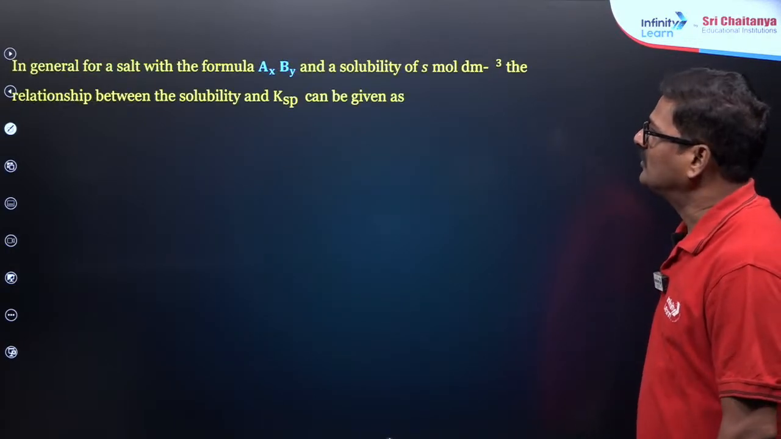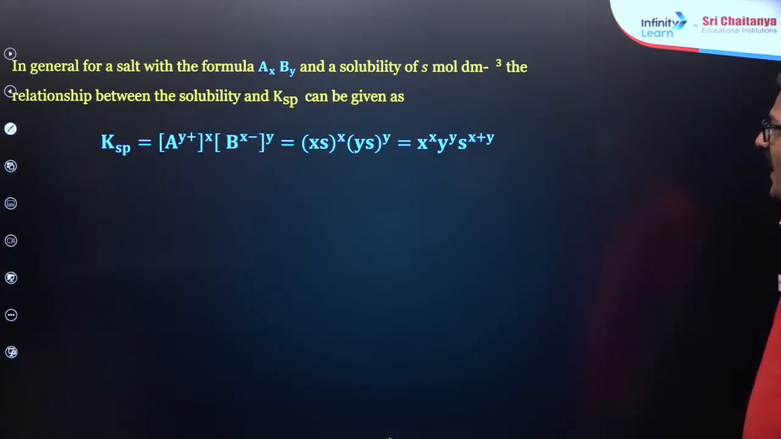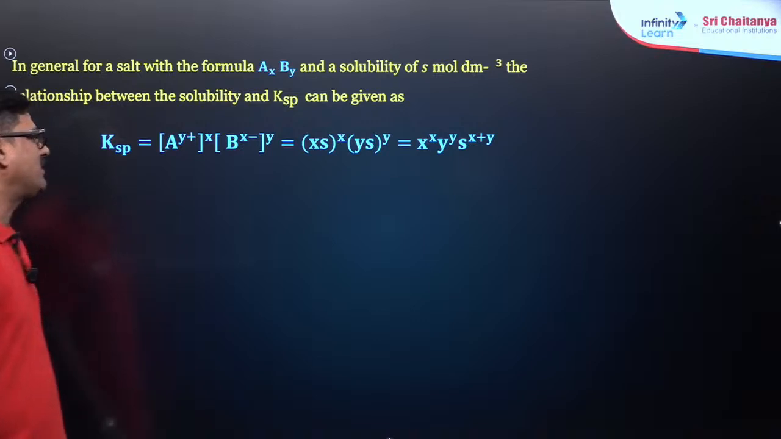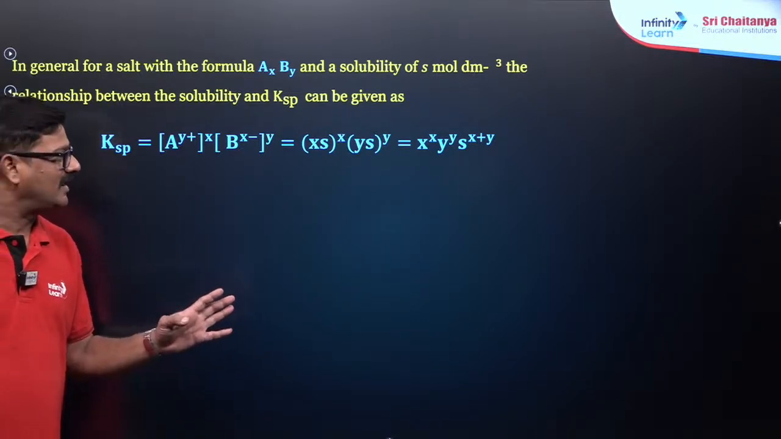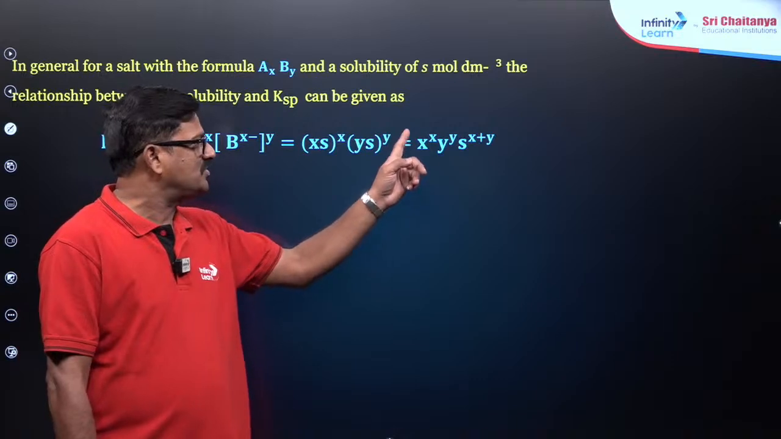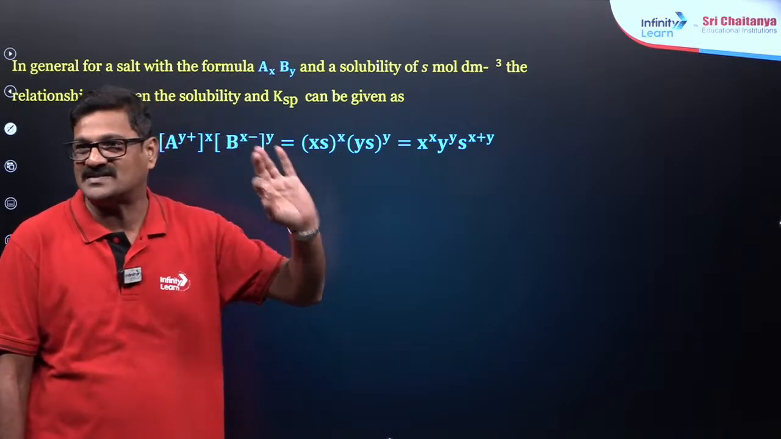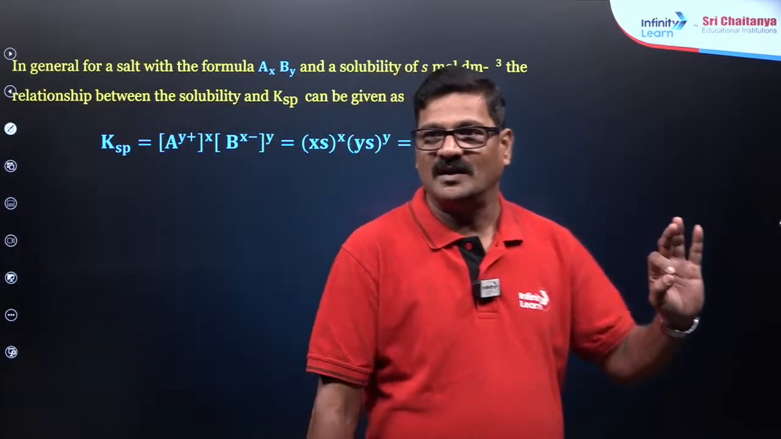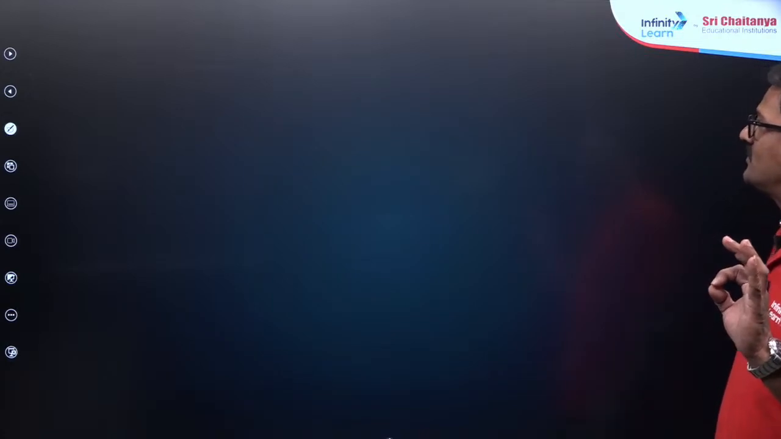Now in general, for the formula AxBy, Ksp is equal to (xS) to the power x times (yS) to the power y, which is going to be x to the power x, y to the power y, S to the power x plus y. This is the best way to write this. And the condition for precipitation, this also we have seen.